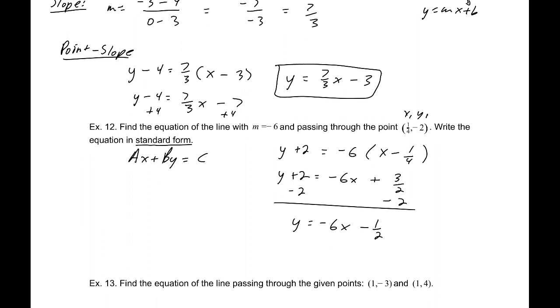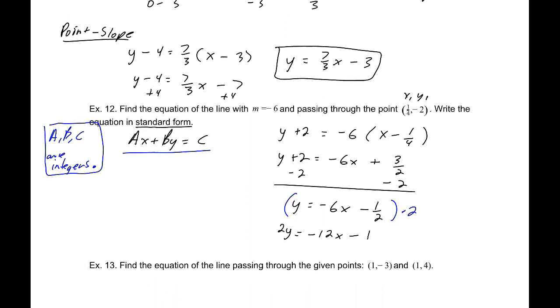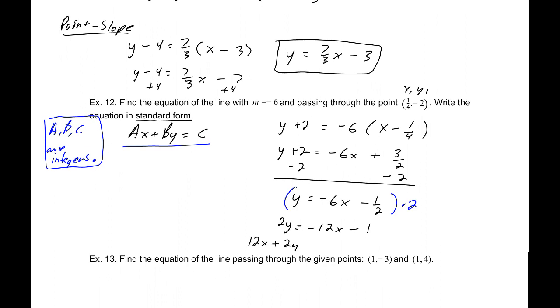Alright, now to get this in standard form, we're going to have to clear our fractions and then get our x and y terms on the same side. This is specifically when a, b, and c are integers. So we have to make sure that they are all integers, meaning we clear our fractions. So let's clear this by multiplying by 2. So we have 2y equals negative 12x minus 1. Now adding 12x to both sides, 12x plus 2y equals negative 1. And there it is in standard form. Now another restriction that's very common is that the a term, the coefficient on the x term, is generally positive. So keep that in mind as you're working through some of these.